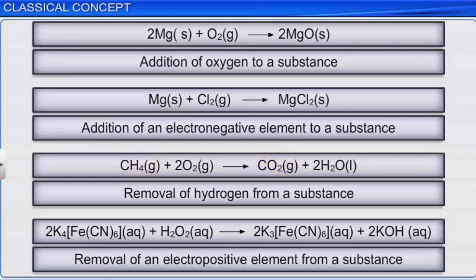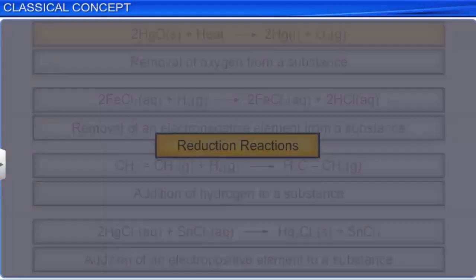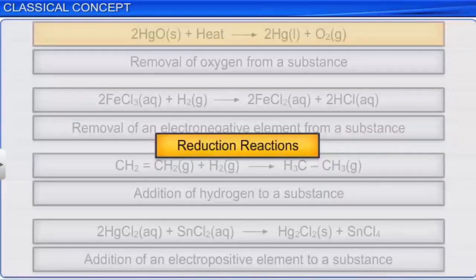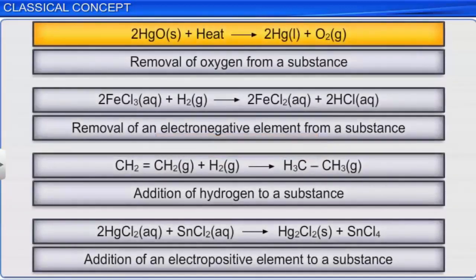In the fourth equation, potassium ferrocyanide reacts with hydrogen peroxide. Oxidation occurs due to the removal of electropositive element potassium from potassium ferrocyanide. According to the classical definition of reduction, here are some examples of reduction reactions. In the first equation, mercuric oxide on heating gets reduced and forms mercury and oxygen.